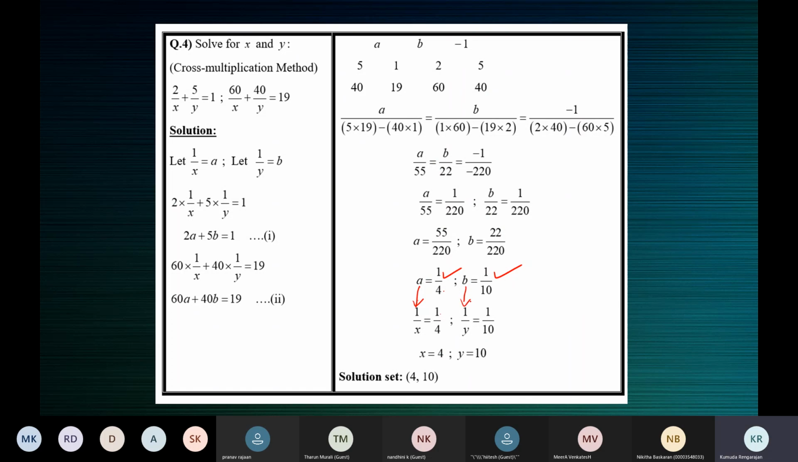And B is 1 by 10, because we know that A is 1 by x and B is 1 by y. So A is nothing but 1 by x, B is 1 by y. So A is 1 by 4 means 1 by x is 1 by 4. Similarly, 1 by y is 1 by 10. On taking reciprocals on both the sides, we get x is 4, y is 10.